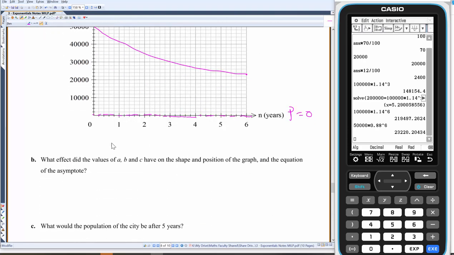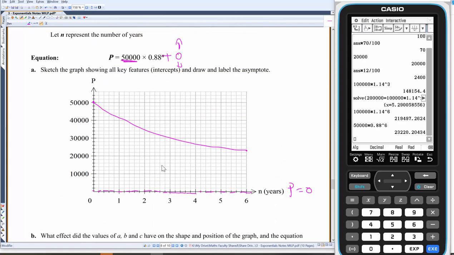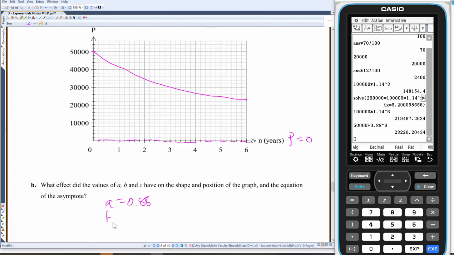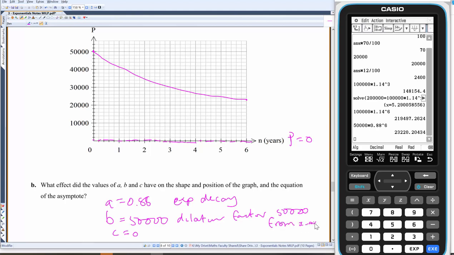What effect did the values have? So A was 0.88 from memory. Our B was 50,000. Our C was 0. So this one here meant that we had exponential decay. So that's that shape there. This meant we had a dilation factor of 50,000 from the x-axis.